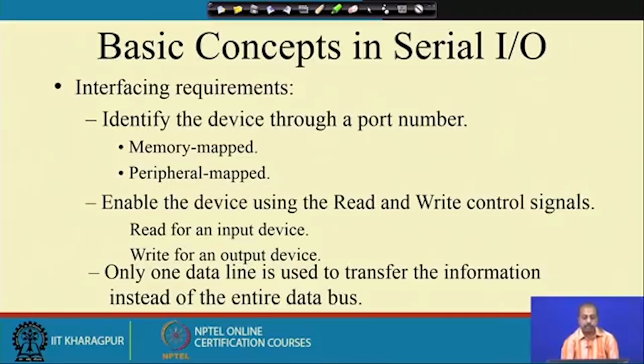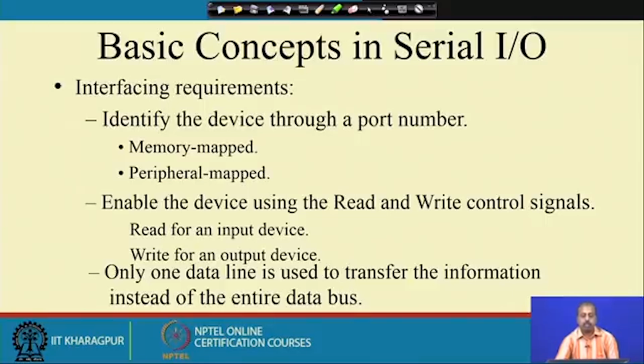To do this operation, we have to look into the serial IO part. The basic requirements are like this. We need to identify the device through a port number, which may be mapped onto the memory or onto the peripheral, identified by the IO/M bar line. We will come to this later. Then we enable the device using read write control: read for an input device and write for an output device. Only one data line is used to transfer information instead of the entire data bus. This is how serial data transmission will take place.